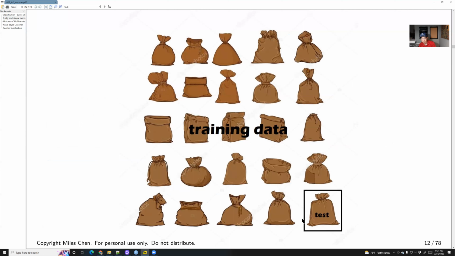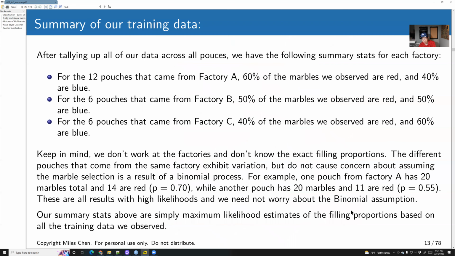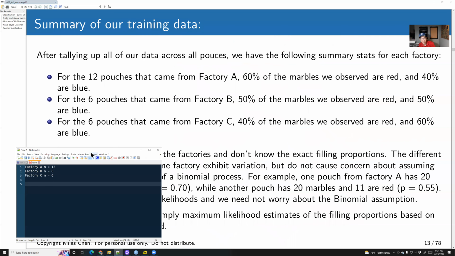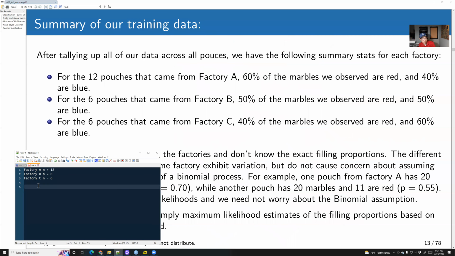So, 25 bags of marbles, 24 of them are labeled. This is kind of our test case, and we want to try to figure out which factory did it come from. Okay, so we go and we investigate all of the different bags that we have. And what we find is in the training data, factory A is 60% red.